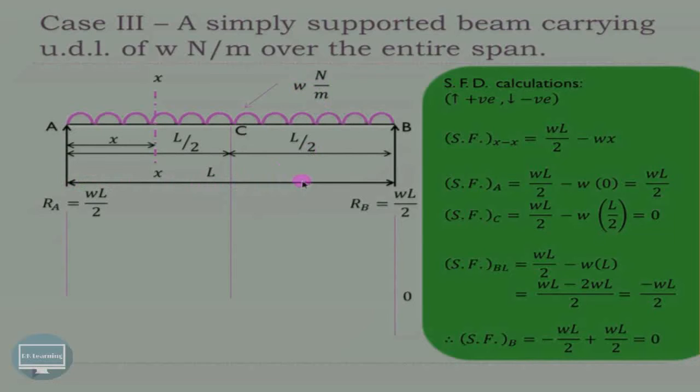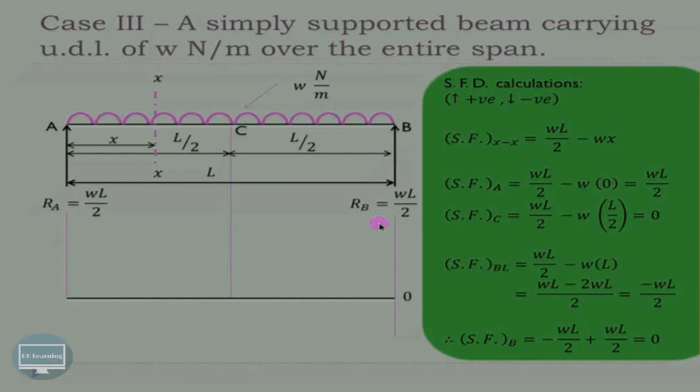Now in our case, the total span length is L, and therefore the total u.d.l will be W into L, and half of that will be shared by the left hand reaction, and half of the WL will be shared by the right hand side reaction, and hence Ra is equal to WL by 2 and Rb is equal to WL by 2.